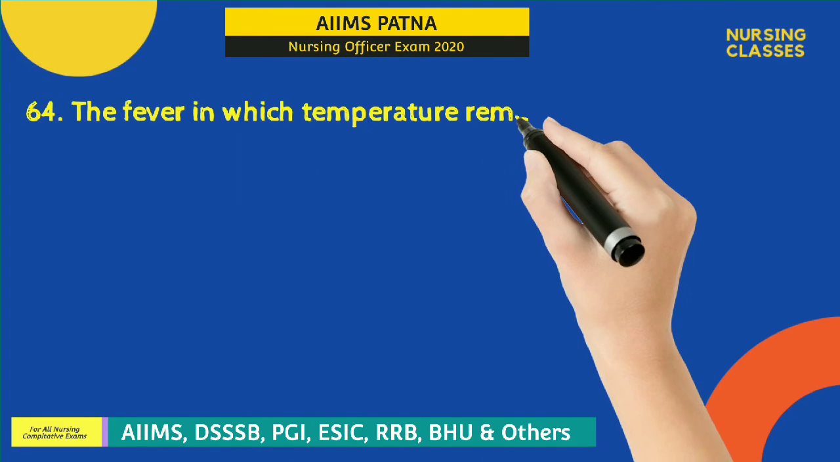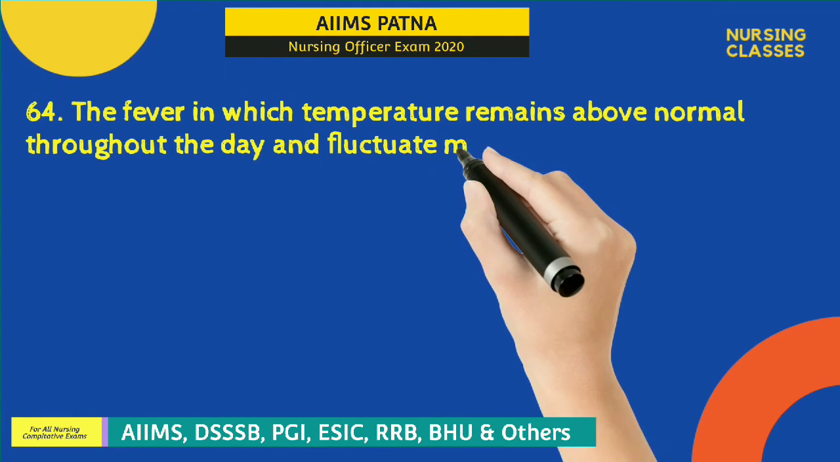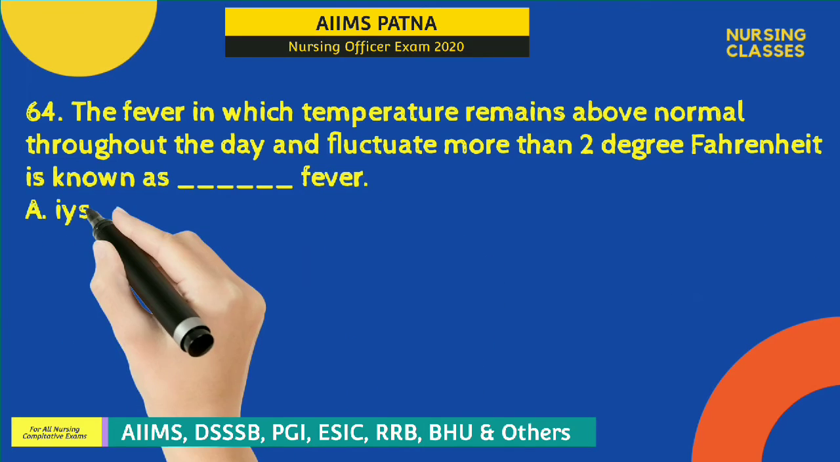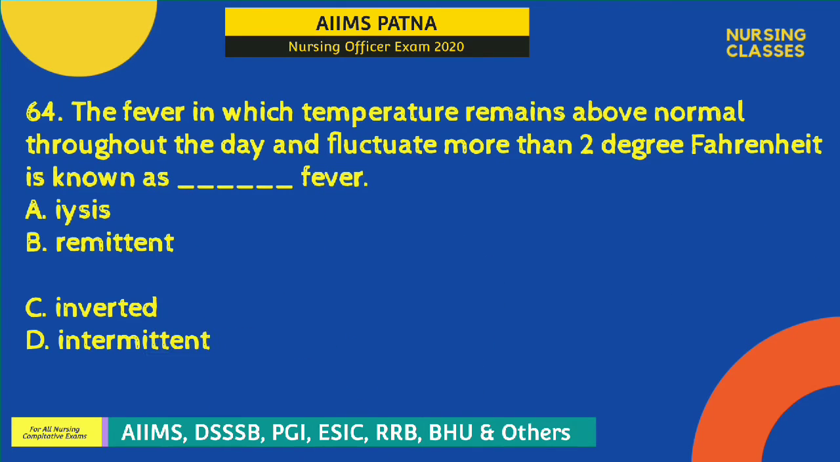64. The fever in which temperature remains above normal throughout the day and fluctuates more than 2 degrees Fahrenheit is known as dash fever. A. Isis, B. Remittent, C. Inverted, D. Intermittent. Correct answer B. Remittent.